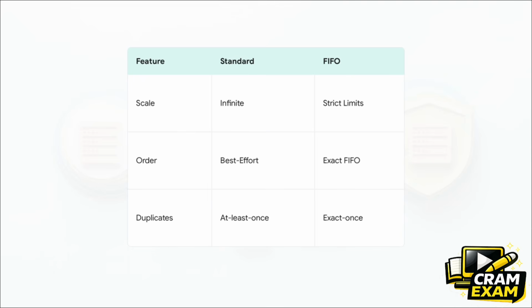Let's slow down for a second and really break down this massive trade-off. Standard queues scale practically infinitely, but they do handle duplicates. FIFO, on the other hand, guarantees strict ordering and automatic exactly-once processing. But, and this is a big but, FIFO queues have very strict hard throughput limits. So if you really need infinite scale, you have to use standard SQS and just handle the ordering and duplicates yourself in your own application code.